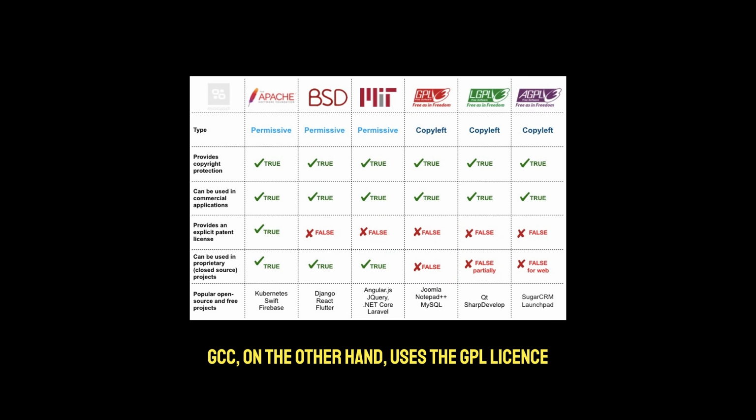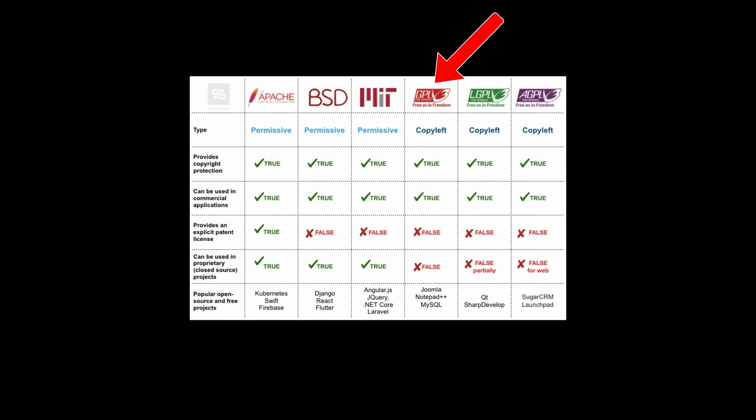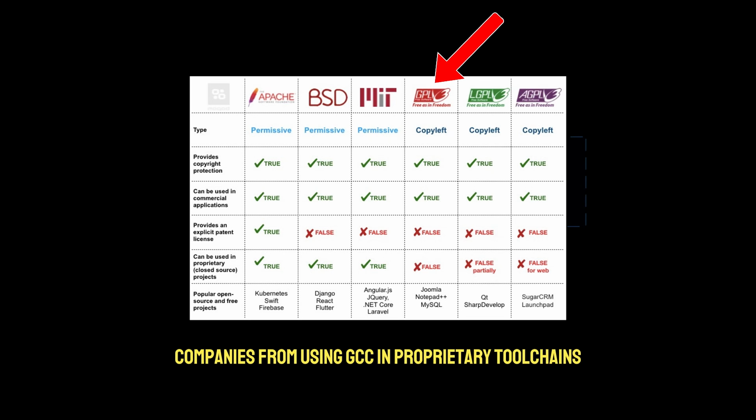GCC, on the other hand, uses the GPL license. And the GPL requires that any modifications to GCC itself must remain open source. And this has a lot of implications, because it ensures that the open source community benefits from any improvements to GCC. For example, projects like Debian Linux depend on GCC's openness to ensure long-term maintainability and also security. So the TLDR here is that GCC's GPL license is a natural fit for more open source projects, but it almost completely deters companies from using GCC in proprietary toolchains.